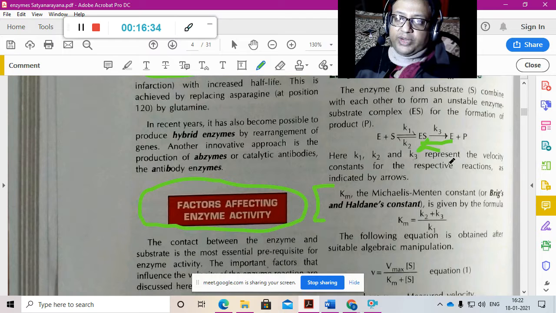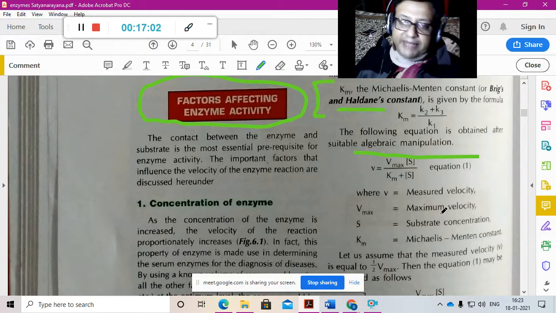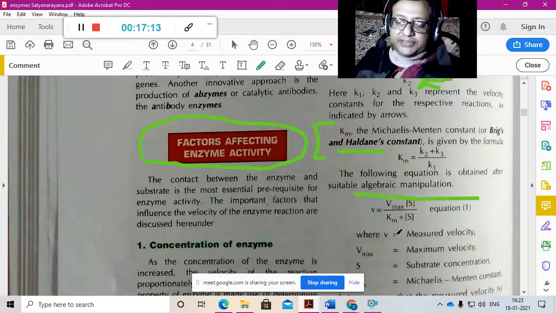K1, K2 and K3 represent the velocity constants for the reaction, and Km is K2 plus K3 divided by K1. This is the Briggs-Haldane constant, and Michaelis and Menten empirically got this formula. This is known as the Michaelis-Menten equation: V equals Vmax into concentration of substrate divided by Km plus S. V is the measured velocity of the reaction, Vmax is the maximum velocity which we have seen, S is the substrate concentration, and Km is the Michaelis-Menten constant. So remember these formulas.